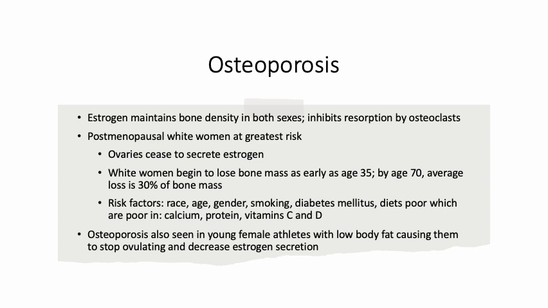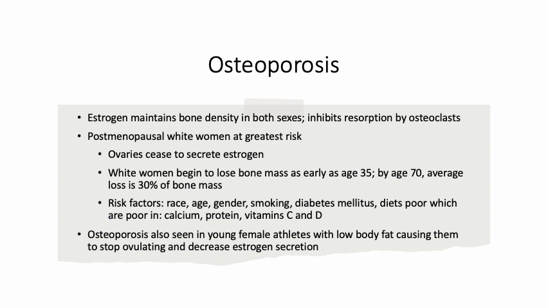There is a form of osteoporosis, basically a juvenile osteoporosis, that is seen in young female athletes with low body fat. When you are really, really small or really, really thin, your body thinks that you are not healthy enough to sustain a pregnancy, so you will stop ovulating in order to prevent pregnancy. When you stop ovulating, you decrease your estrogen secretion, so the osteoclasts are no longer inhibited, and they can start breaking down bone.